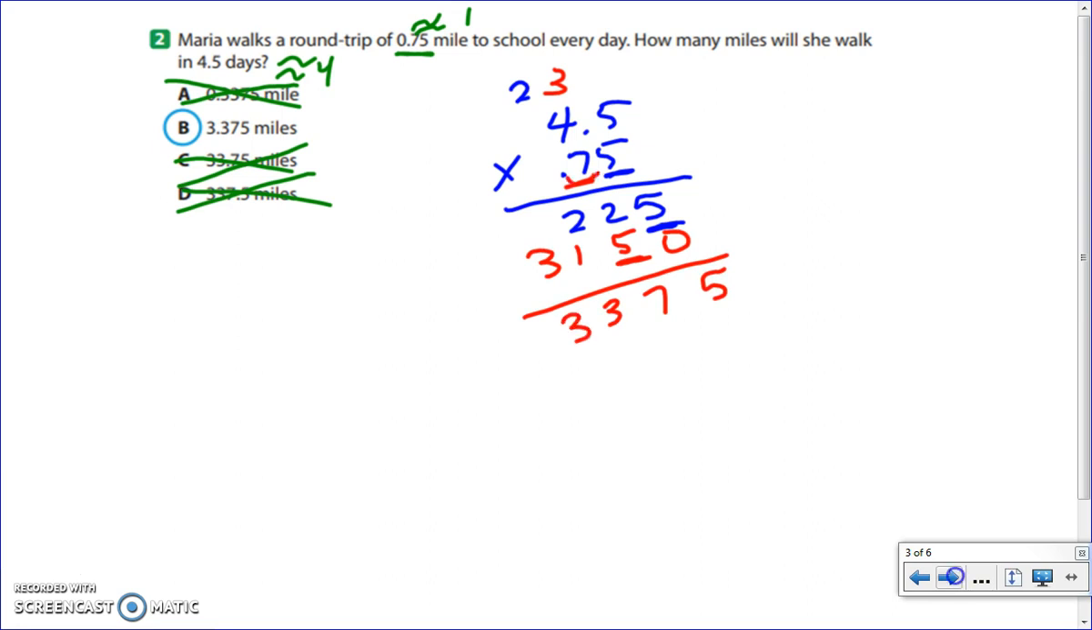It looks to me like we have 2 decimal places here, and 1 there. Together that makes 3. And so you can see that we get the same solution. The book does 3 and 375 thousandths miles is how far she would walk in 4.5 days.